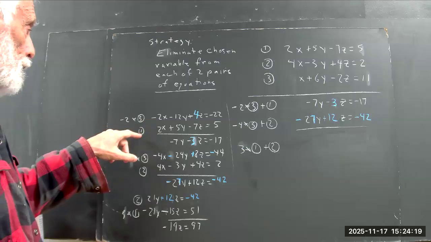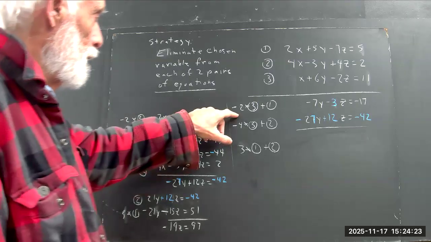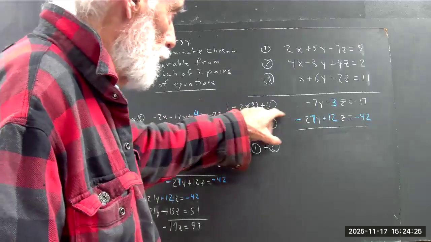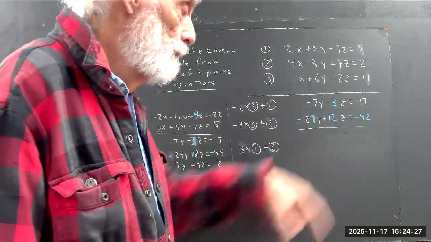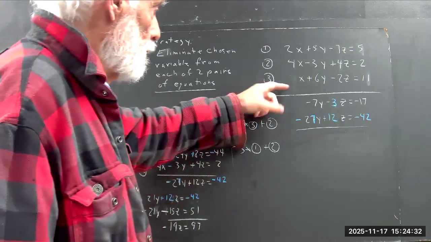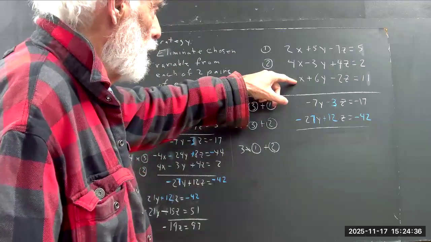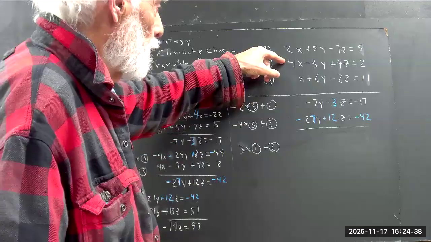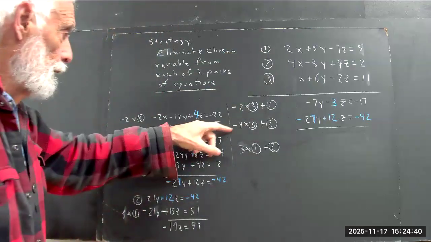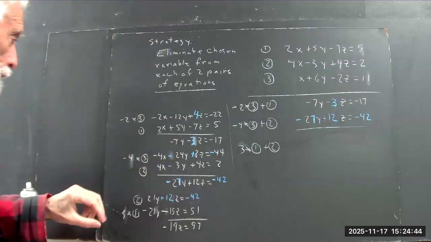-2 times equation 3 added to the first, and here it is. Similarly, we're going to have to multiply the third equation by -4 to match up the x with this 4x. So we do -4 times the third equation plus the second. Here it is written out.